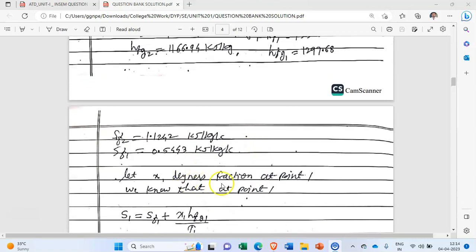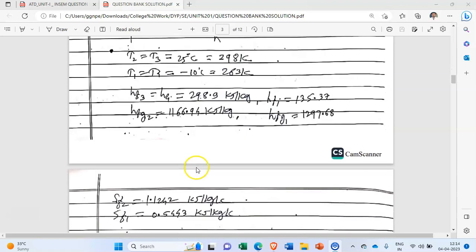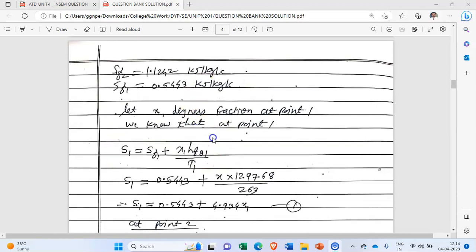Now let us assume that at point 1 it is not perfectly saturated vapor, that's why some dryness fraction is considered at point 1. Let us assume that the dryness fraction at point 1 is x. So at point 1 we can calculate the entropy: S1 is equal to SF1 plus x1 into HFG1 upon T1. This formula we have to remember very carefully. By using this formula, we can calculate the value of S1.